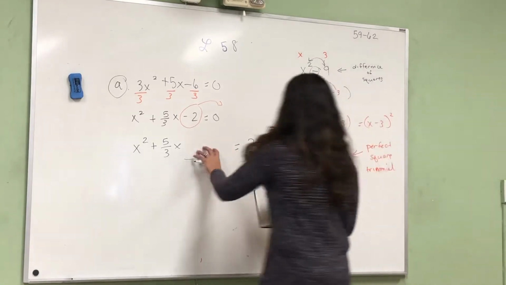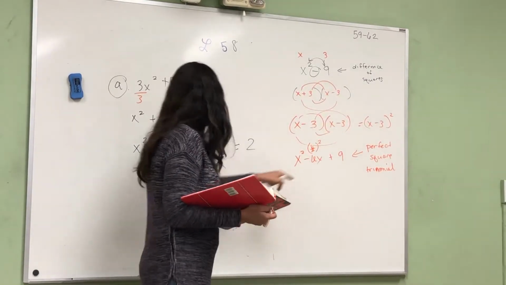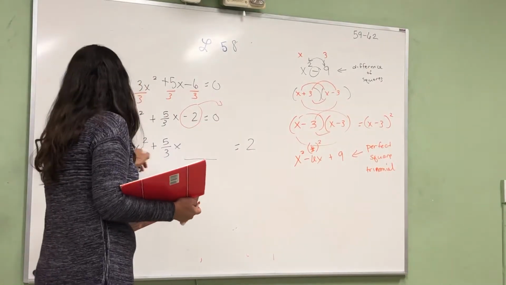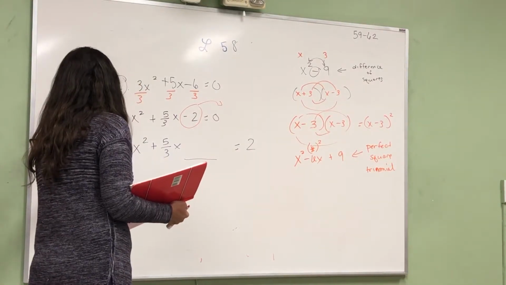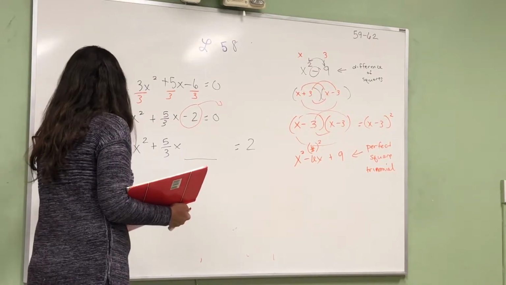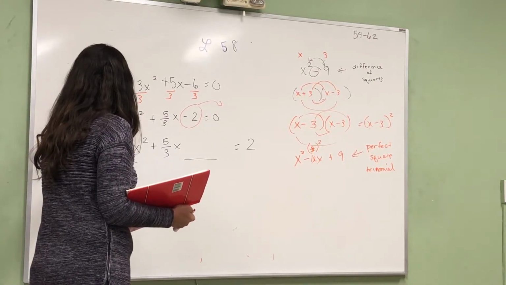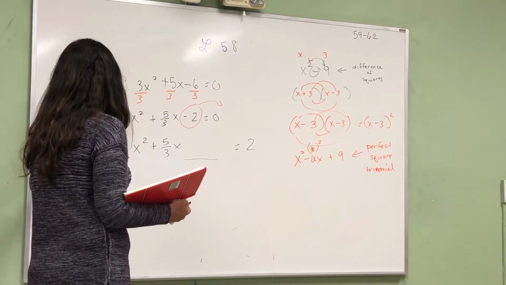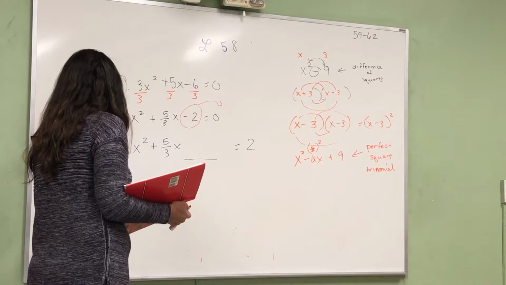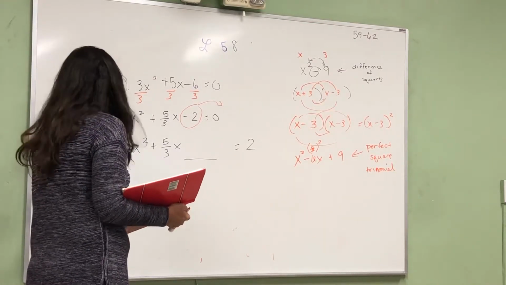So how do we find this term? The same way over here. We're going to take half of 5/3. Okay, so we bring that over here, 5/3. We're going to take half of it, and then what are we going to do to that whole thing? Square it. So half of 5/3 is 5/6, right?